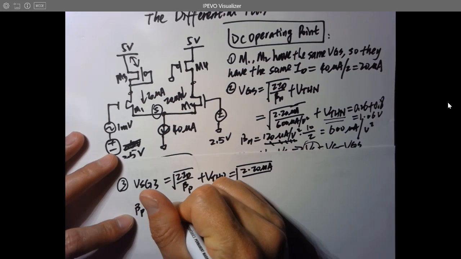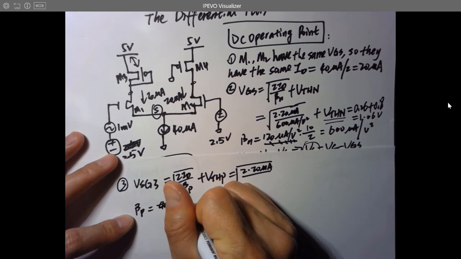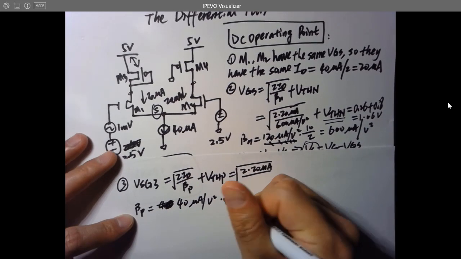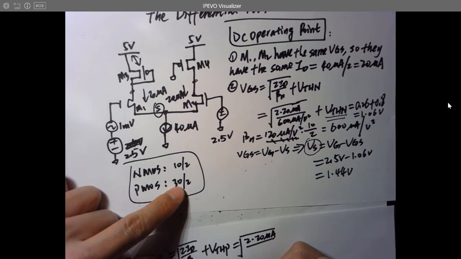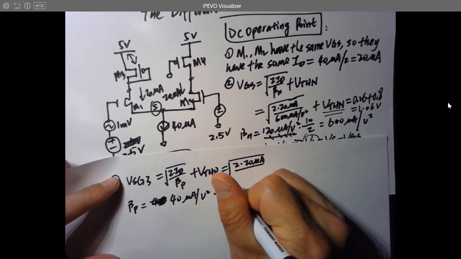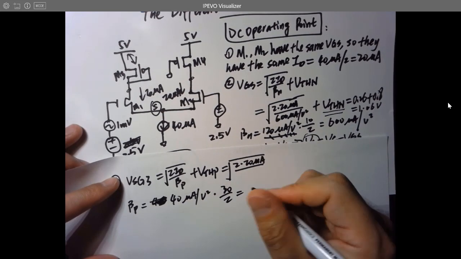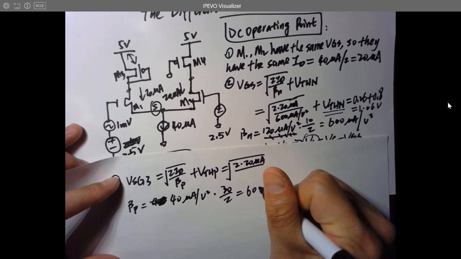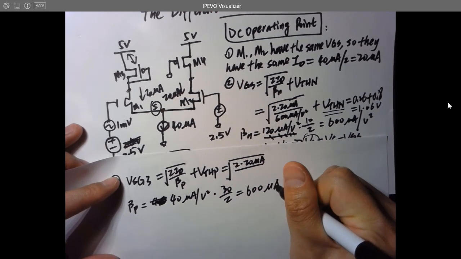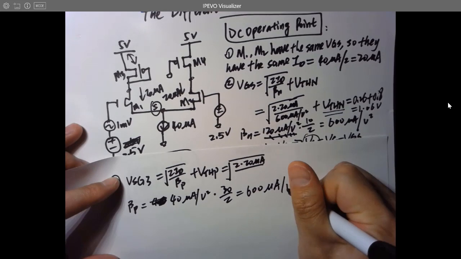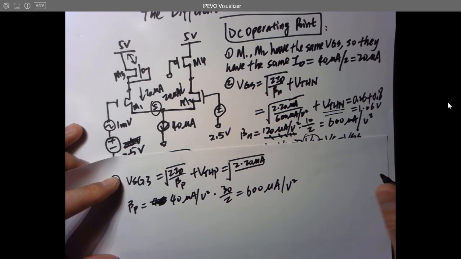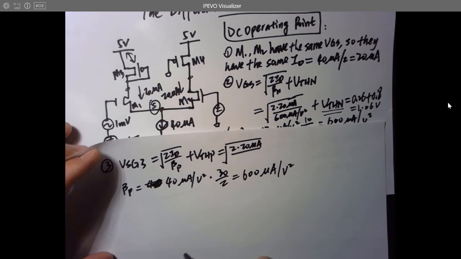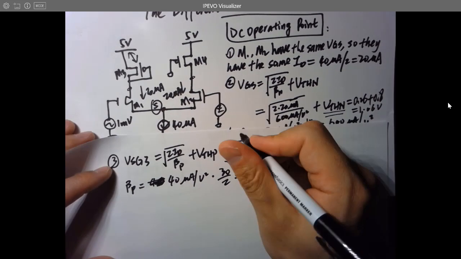Beta P is 40 microamps per volt square from the model, times the PMOS, which is 30 over 2. So it's going to be 15 times 40. So it's still the same number, just by chance, right? I didn't produce the design by the number designed in the textbook. So it's getting the same number here, which makes the calculation a little bit easier.